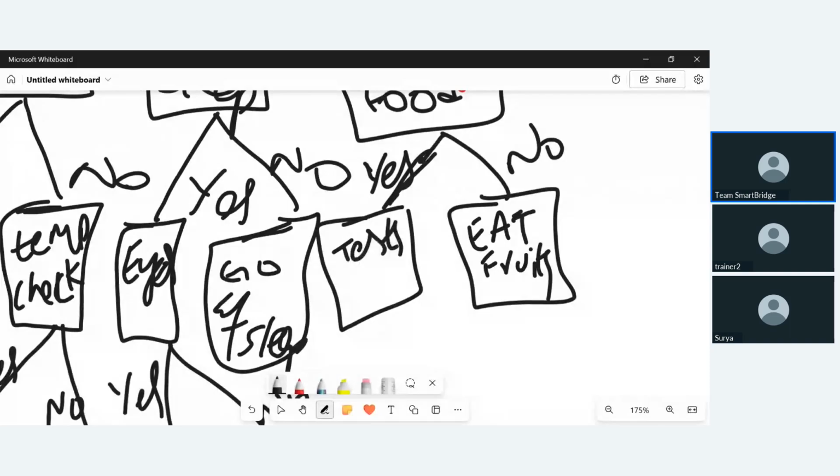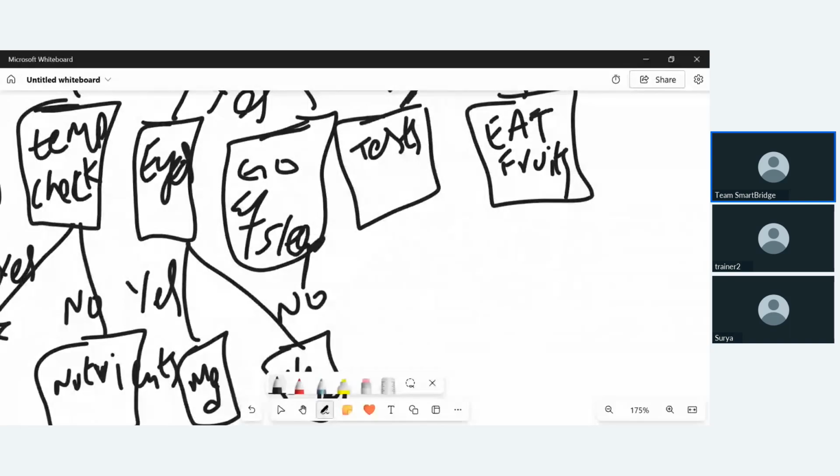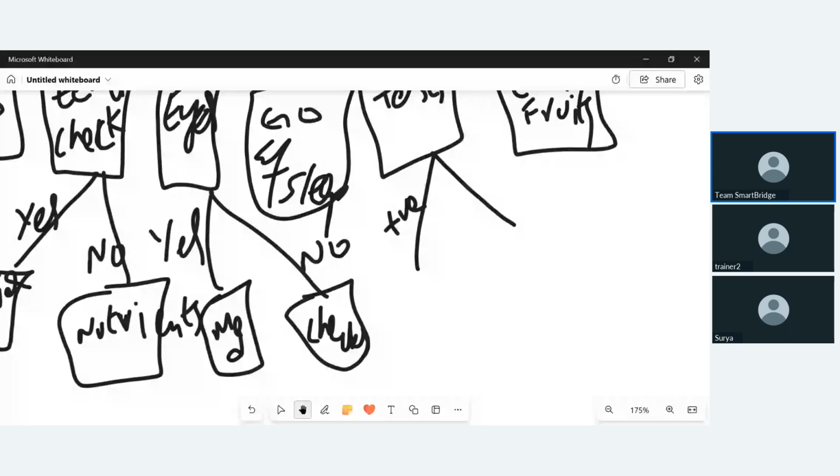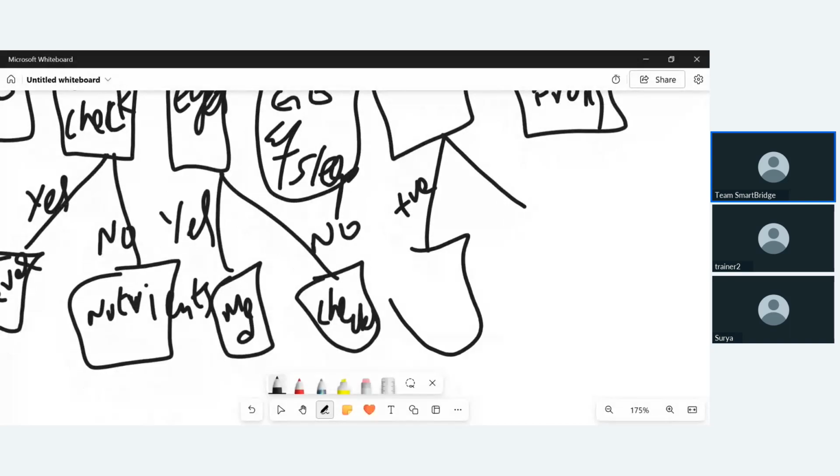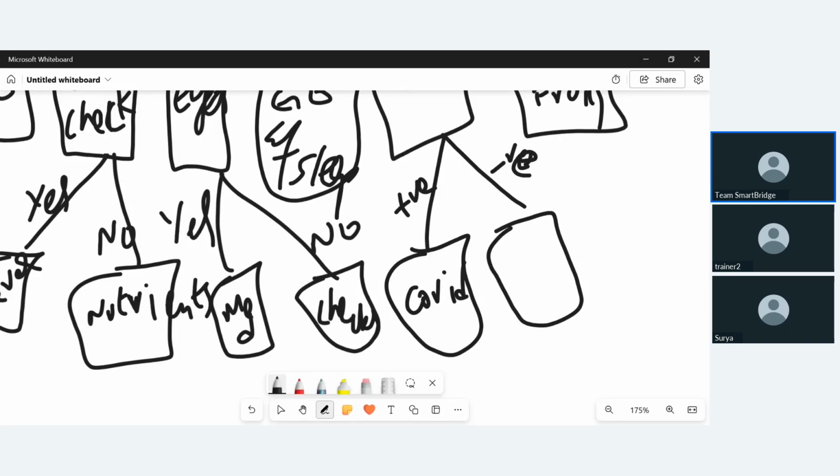After the test, if you have anything positive, like, for example, COVID. Nowadays, COVID cases are rising again, so let's take this example. So if you got negative in the COVID test or some other test, then he'll only give you some nutrient tablets so that it will boost your stamina and your health.